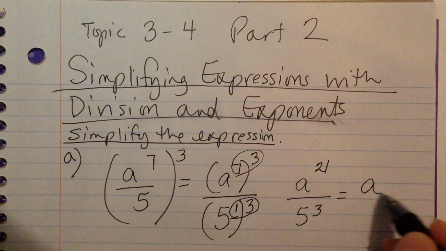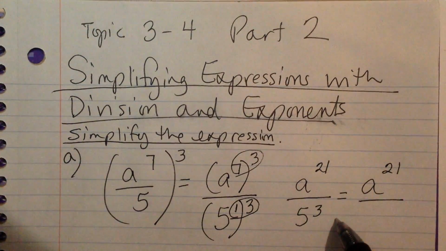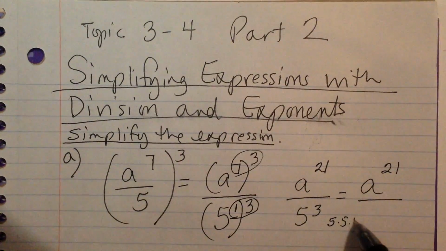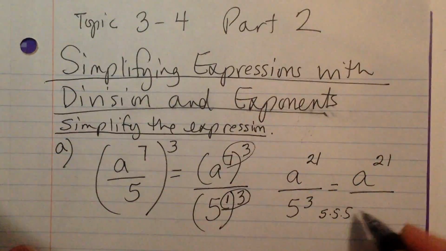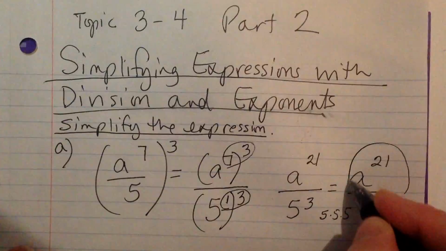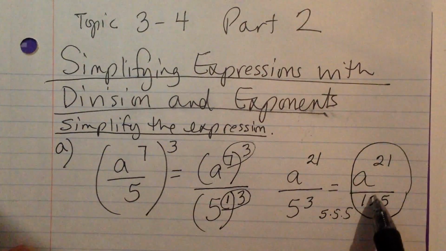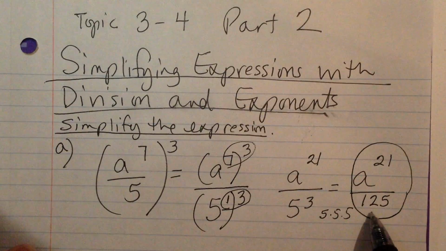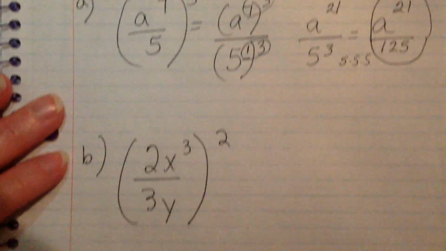We can expand that on out. A to the 21st stays in the numerator. The denominator is 5 times 5 times 5. Well, 5 times 5 is 25, and 25 times 5 is 125. So my final answer to this problem is a to the 21st divided by 125. Let's look at part B.